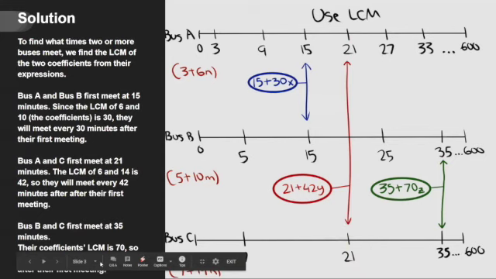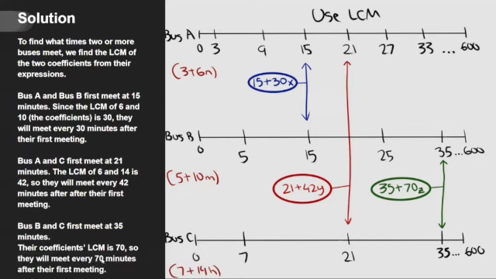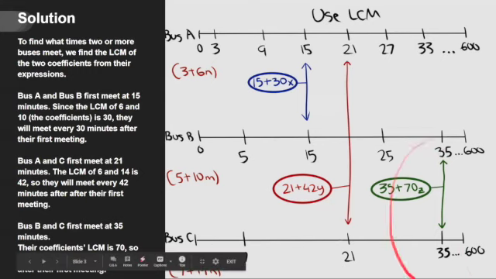And then bus B and bus C first meet at 35 minutes. The lowest common multiple of the coefficients of their expressions is 70. So they're going to meet every 70 minutes after their first meeting at 35 minutes.